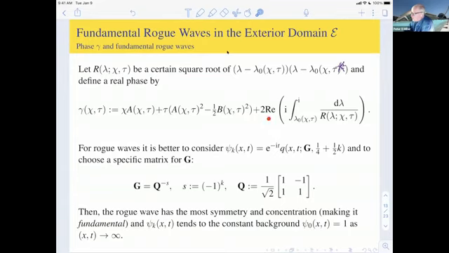So 2 times the real part of I times the integral from lambda naught to I, which is the fundamental soliton value or eigenvalue for the problem coming from the background. And then we have d lambda over r, okay?